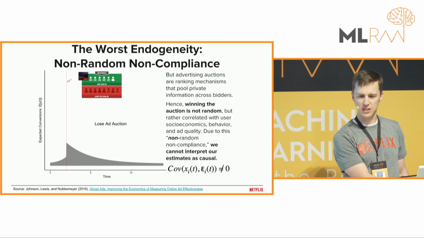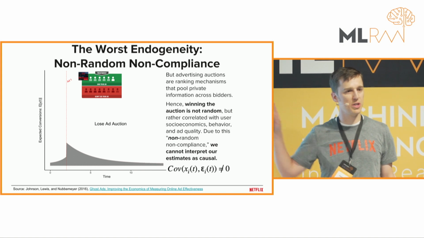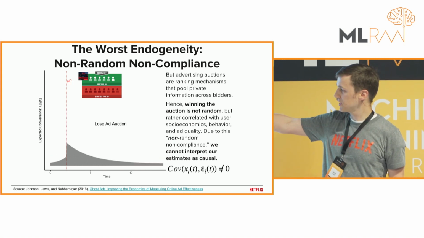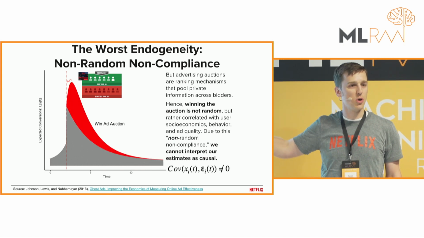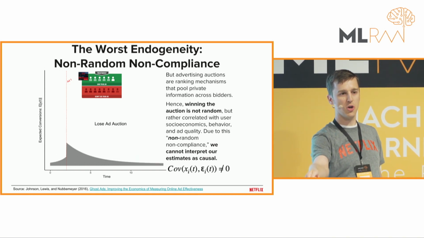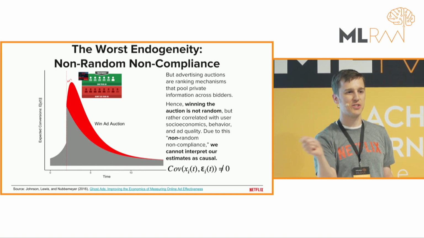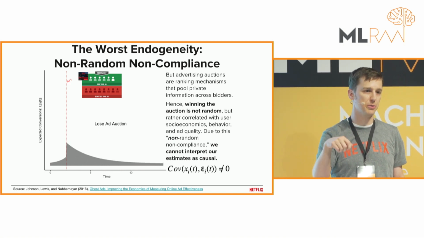So the key distinction is exactly on this slide. It's non-random, non-compliant. Inverse propensity score modeling only works if it turns out that baseline's not moving up and down. In other words, if when you try to show the ad, you always succeed at showing the ad, and when you try to not show the ad, you always succeed at not showing the ad. Somebody else doesn't come in and win the auction out from under you.